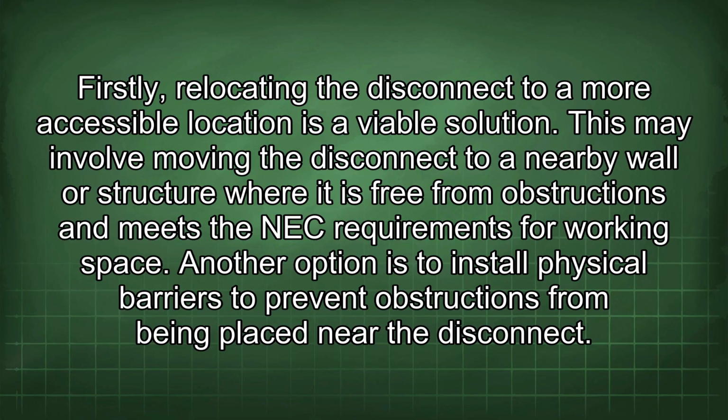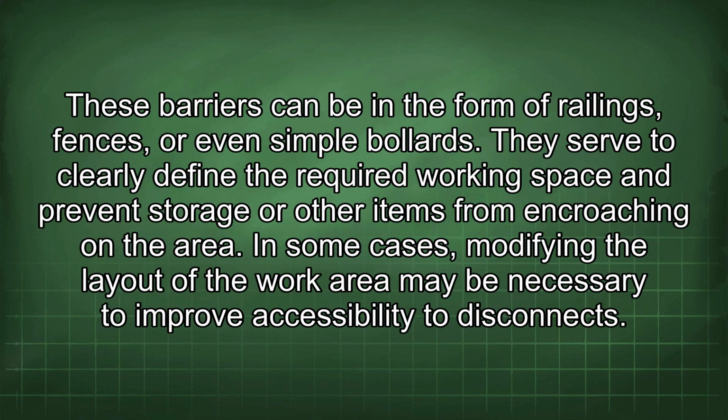Another option is to install physical barriers to prevent obstructions from being placed near the disconnect. These barriers can be in the form of railings, fences, or even simple bollards. They serve to clearly define the required working space and prevent storage or other items from encroaching on the area.